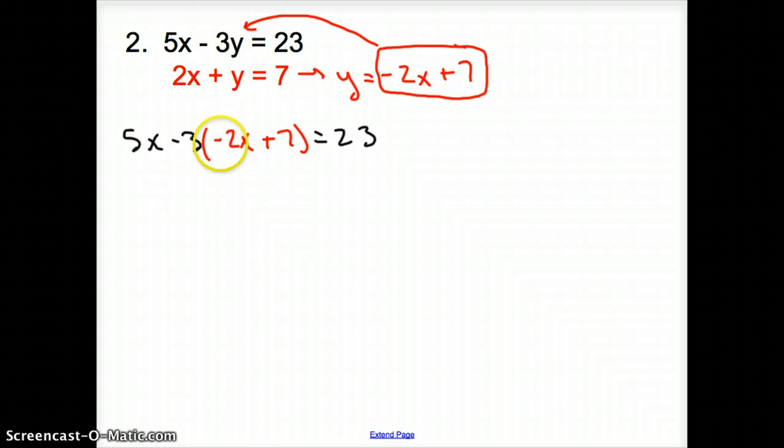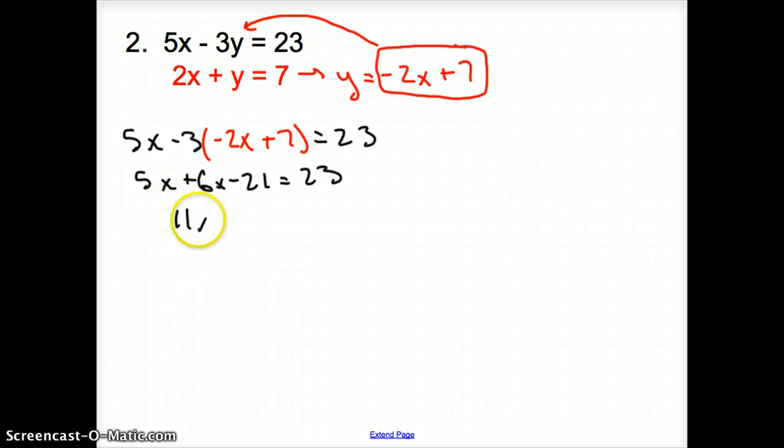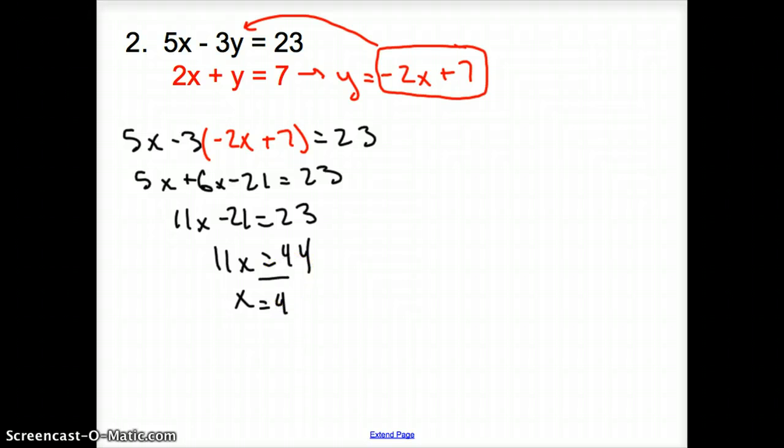Once you did that part, you did the hard work of subbing it in. Now we just have to solve this equation. So now we have 5x plus 6x minus 21 equals 23. Keep solving. We simplify to get 11x minus 21 equals 23. Add the 21 over to the other side to get 11x equals 44. Then we divide both sides by 11 to get x by itself, so x equals 4. So you found half of your coordinate point.